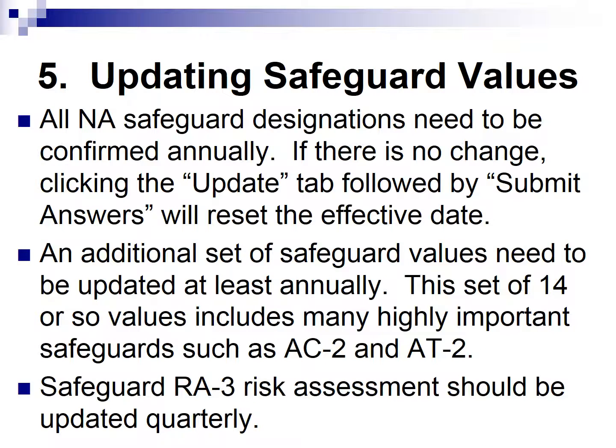All NA safeguard designations need to be confirmed annually. If there's no change, clicking the Update tab on the Manage Assessments page, followed by clicking Submit Answers at the bottom of the page, will reset the effective date for the safeguard. An additional set of safeguard values needs to be updated at least annually. This set of 14 or so values includes many highly important safeguards, such as AC2 account management and AT2 security awareness training. Safeguard RA3 risk assessment is unusual, and the Good Practice teaches that the risk assessment should be updated quarterly, except for extremely small locations.